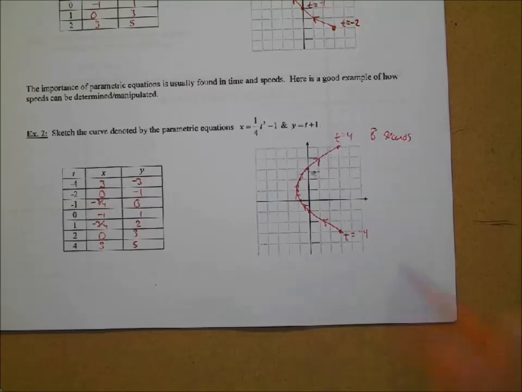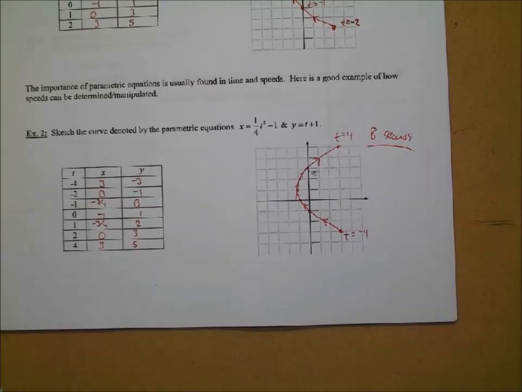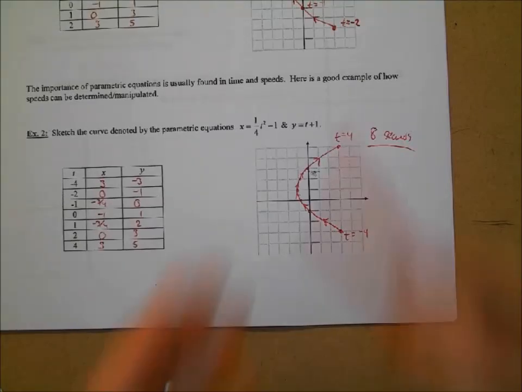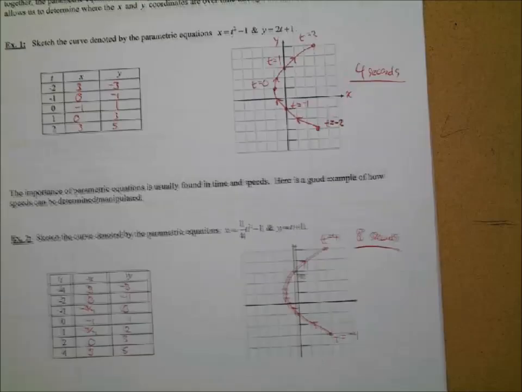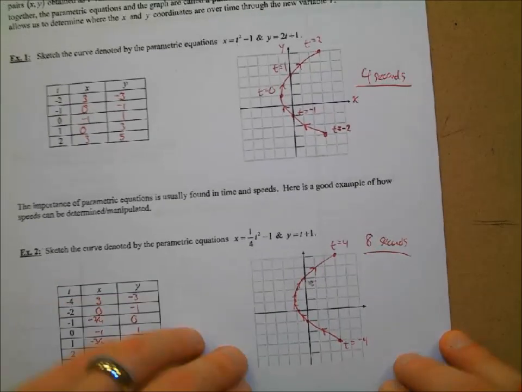This is an example of how the speed of our parametric equation can be manipulated, and also determined. We cover the same amount of ground, but in 8 seconds as opposed to 4 seconds. So saying it went slower is exactly right. Okay, so very good there.